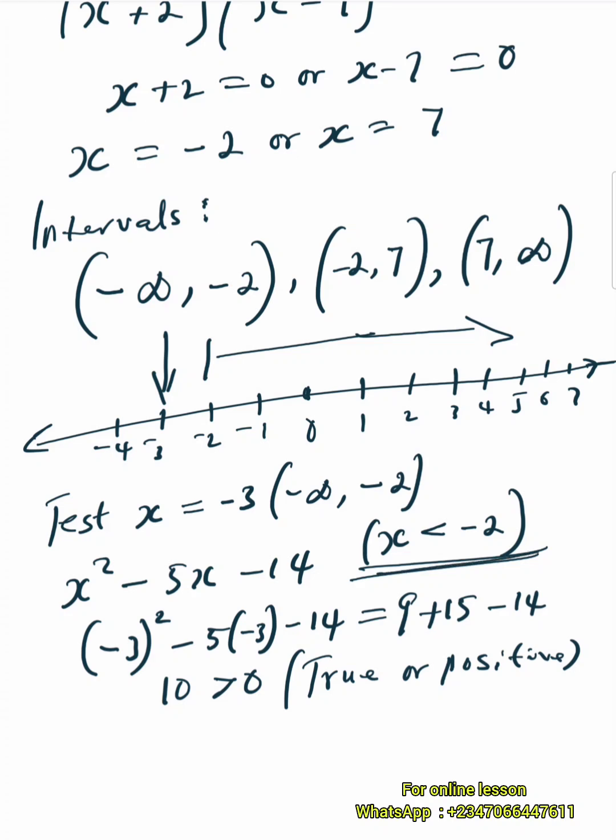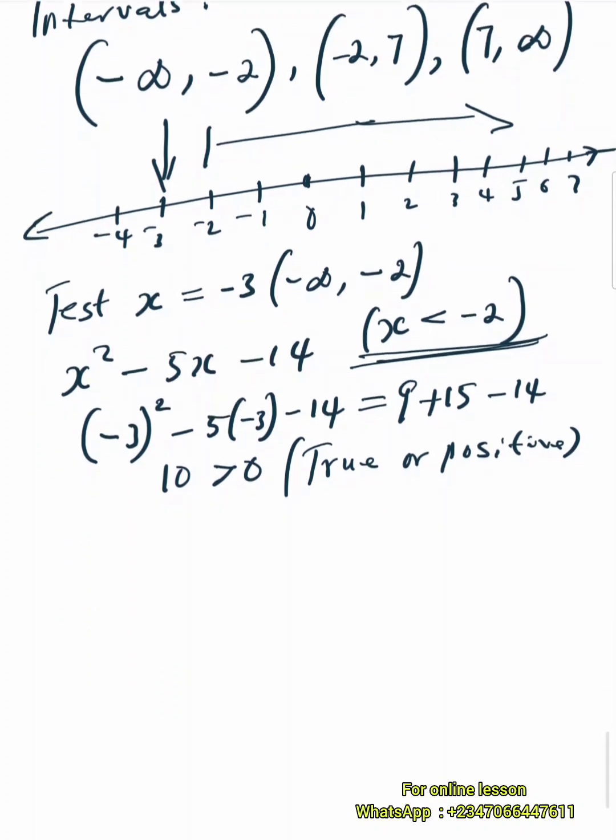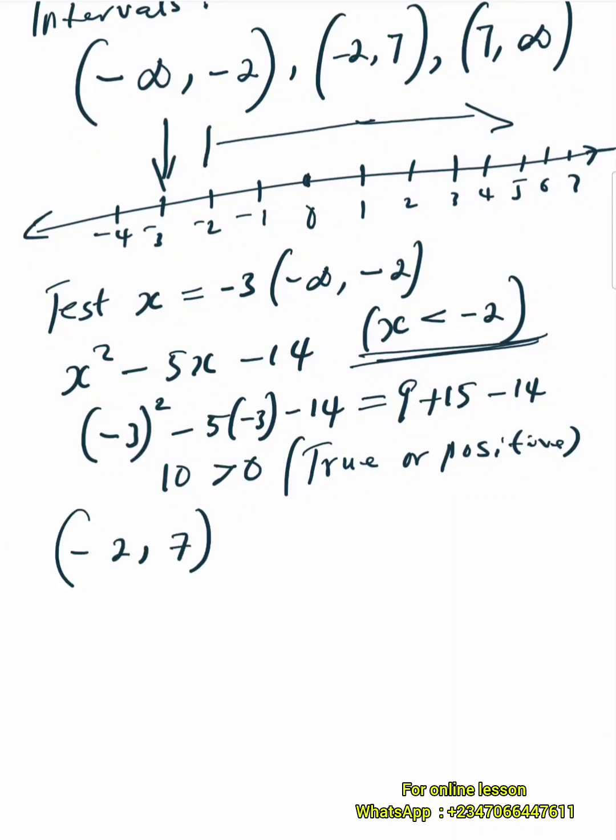Now let us come to the second interval. The second interval is where we have -2 and +7. What are we testing for here? We have to test x greater than -2 but less than 7. This is what we are testing. Now choose a value between -2 and 7. We can just take 0.